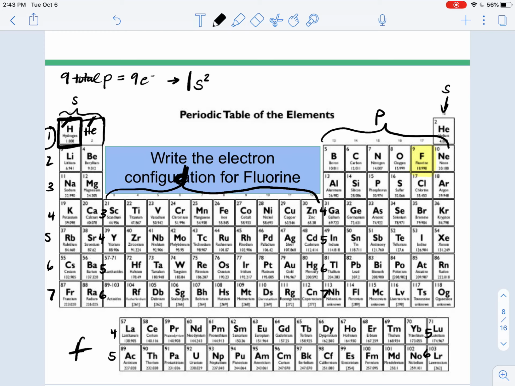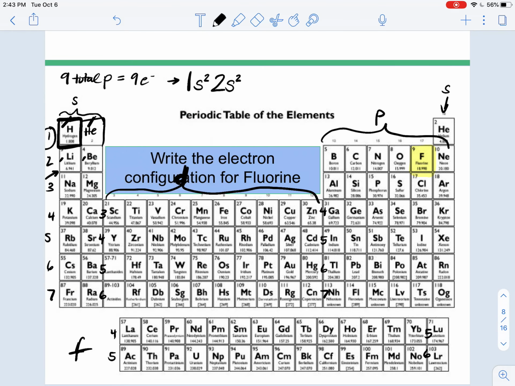Now, if we're reading from left to right, the next place we're going to go is lithium, which is right here. Well, that's period 2. We're still in block S there. And I have to go past both lithium and beryllium to get to fluorine. That's 2 elements that I have to pass through.